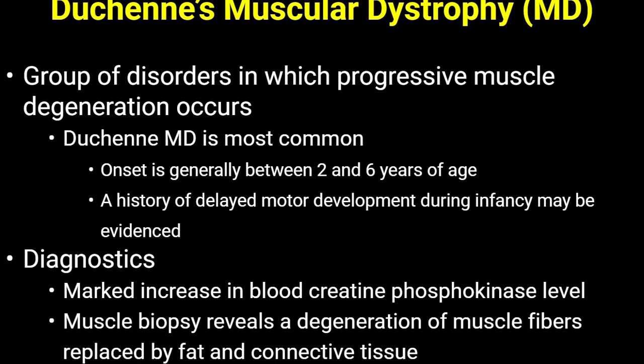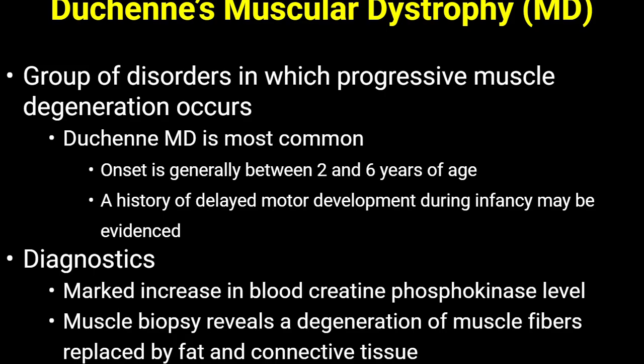Symptoms generally begin between 2 and 6 years of age, although subtle developmental delays may appear even earlier. Parents often report that their child was late to crawl, walk, run, or climb stairs compared with other children. One of the earliest signs is delayed motor development. These children may seem clumsy, fall frequently, have difficulty running, or tire easily during play. Parents sometimes describe them as always the last one to keep up with other children.